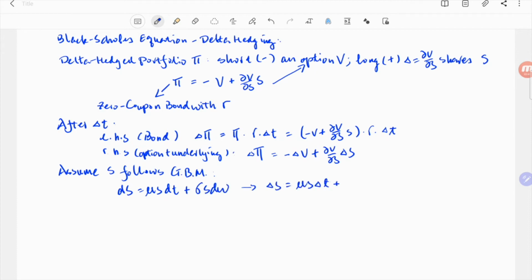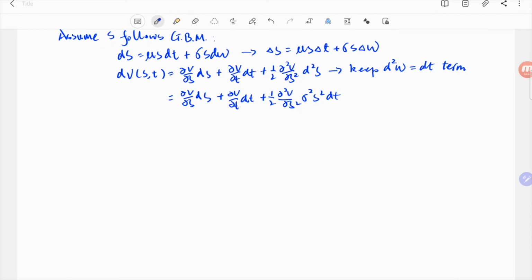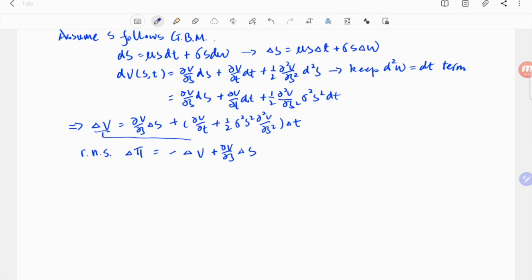Assuming the underlying asset S follows geometric Brownian motion, we can use Ito's lemma to differentiate v, which basically is to keep the second order in ds and the last dw, because dw squared is dt, the first order of dt. Now, with delta v expressed in delta s and delta t, we can plug it in the right-hand side earlier. We can now see what delta hedging means here, because the delta s terms now cancel out, and we only have delta t terms left.